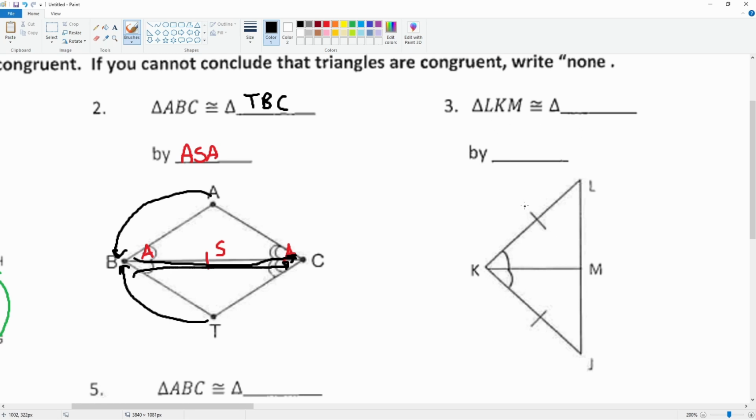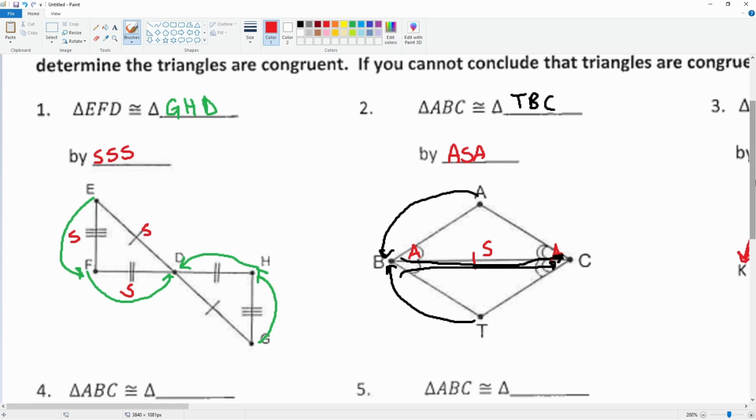Let's mark this one. We have a side, angle. This is reflexive, so it's an extra side. So this is going to be congruent by side, angle, side. L, then goes to K, then to M. So JKM would be its corresponding triangle JKM.